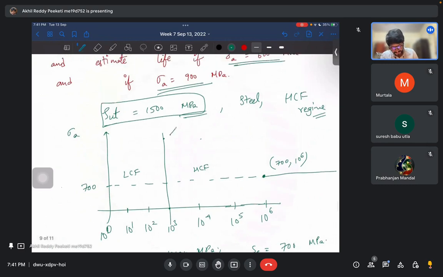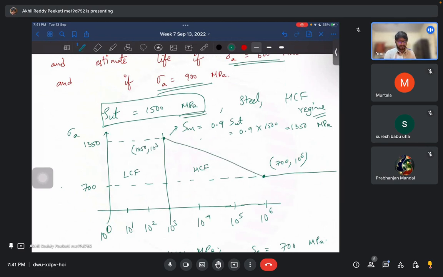Now to get this point, as you were saying before, SM is 0.9 SUT. So 0.9 into 1500, this is 1350. So this point is 1350 comma 10 power 3. So this is the graph in the HCF regime. Now if you want the LCF regime also, usually that would start from 1500 to this point. So this is SUT itself.